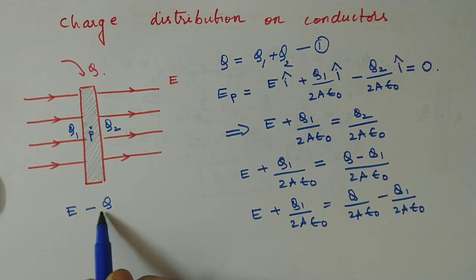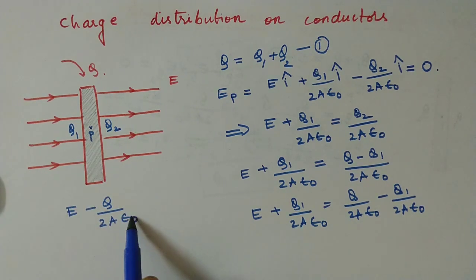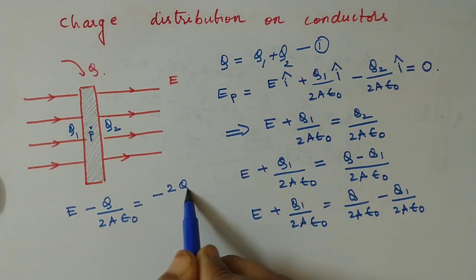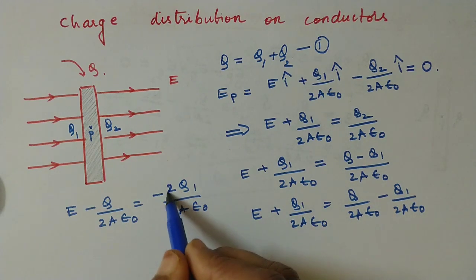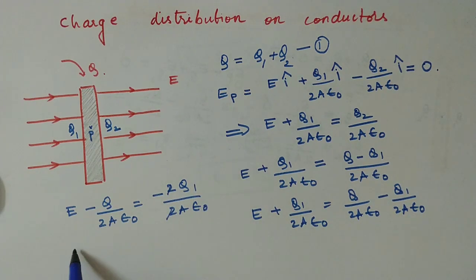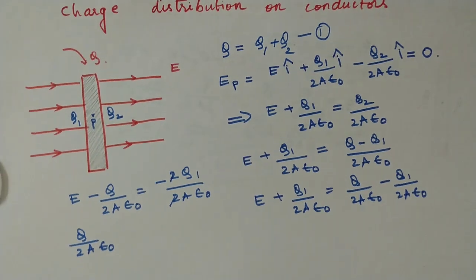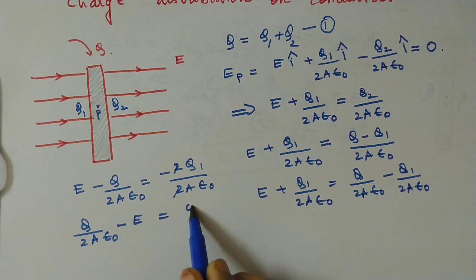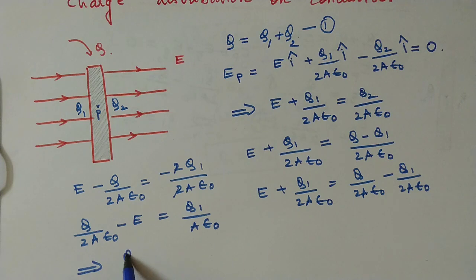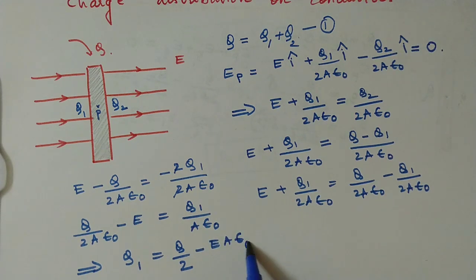So E minus Q by 2A epsilon naught is minus 2 Q1 by 2A epsilon naught, because these two terms get added up. Cancel off this 2, since we want the value of Q1. Q by 2A epsilon naught minus E should be Q1 by A epsilon naught, implies what should be the value of Q1? Bring this A epsilon naught to the left side. Q by 2 minus EA epsilon naught.